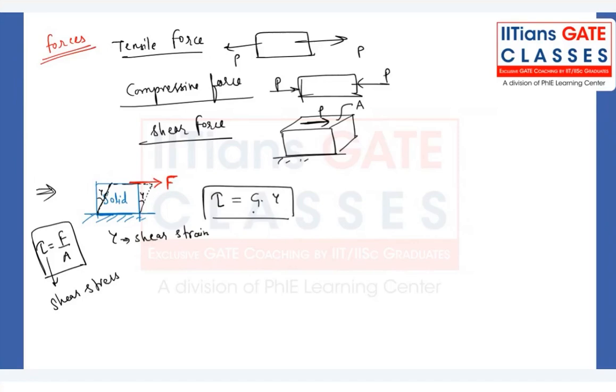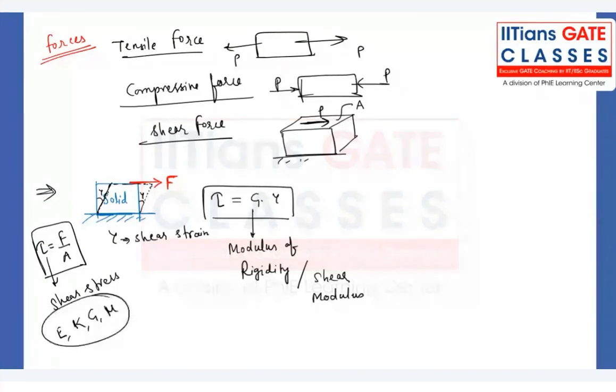Yes or no, guys? Modulus of rigidity, or we also say shear modulus. Yes or no, guys? Whether you know or not. We have the four elastic constants E, K, G, mu. One of the elastic constants I'm discussing right now is modulus of rigidity or shear modulus.